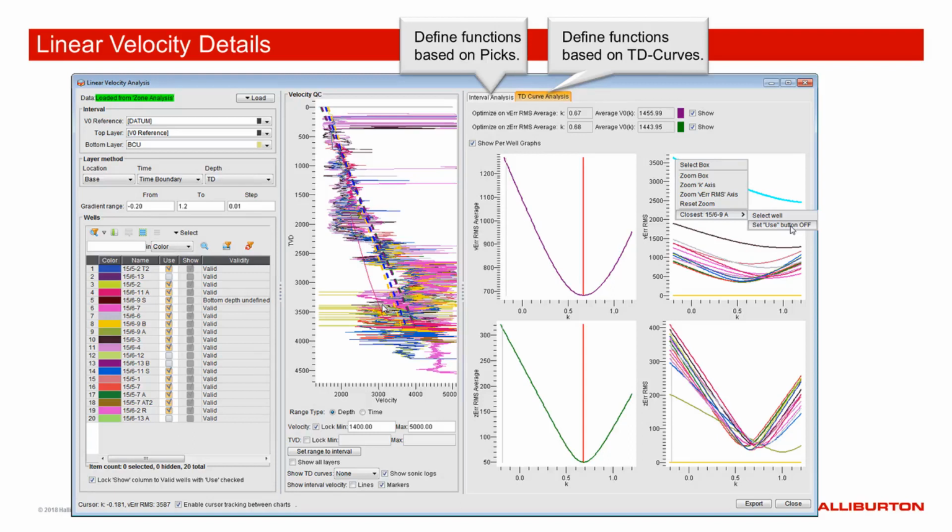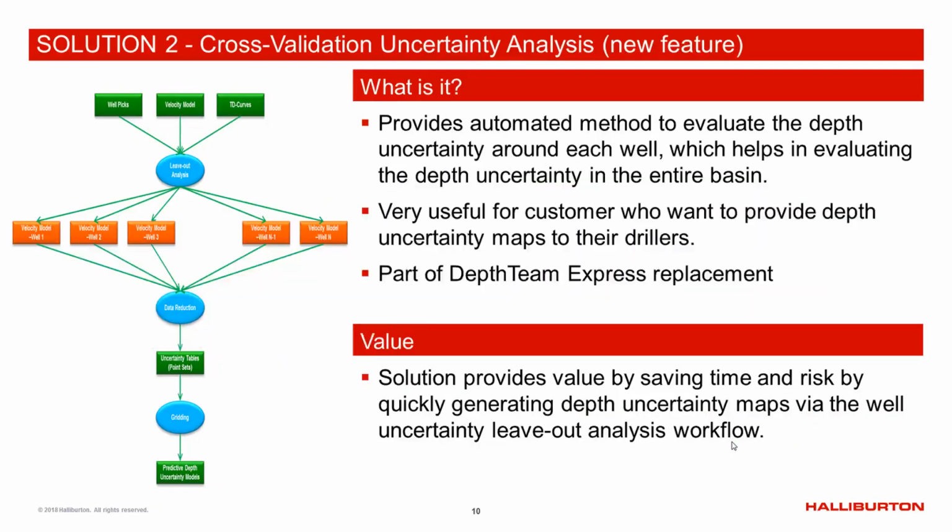Now, instead of just using the picks, we can also use the time depth curves for the analysis, and this is what was done in Depth Team Express, using the time depth curves to help us define a linear trend function. And instead of using just a single function, we can get an optimal function for every single well, so each well will actually tie, and in that case we would have a laterally variable velocity, and even our slope could be laterally variable if that's how we choose to define our linear functions. So again, a very powerful way to define linear velocity functions to define the representation of the Earth.